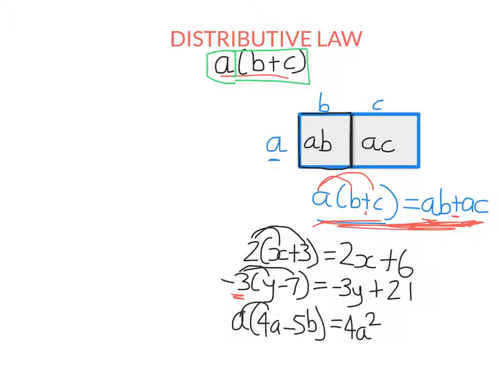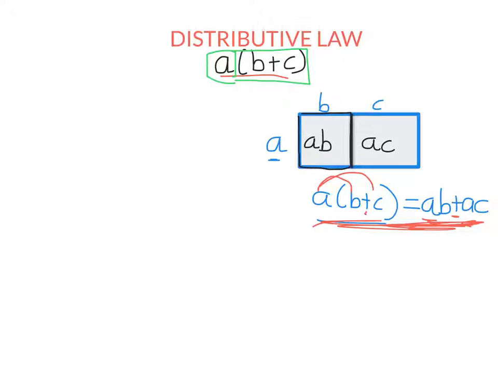We then distribute the a to the other term. So a times negative 5b just gives us negative 5ab. How easy is that? So now let's look at some examples where you have to expand brackets and then collect like terms. So let's say now we're going to have two brackets and we're going to collect like terms.